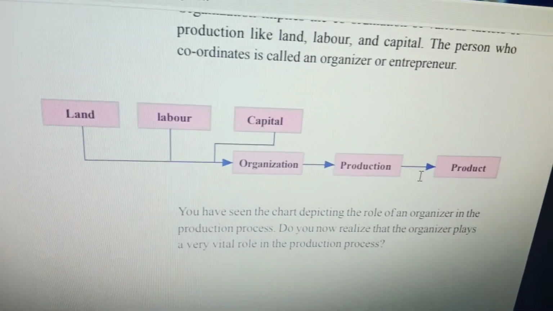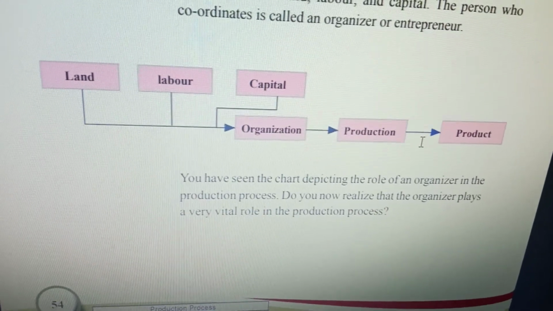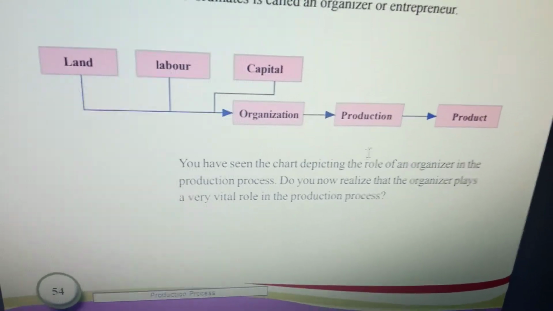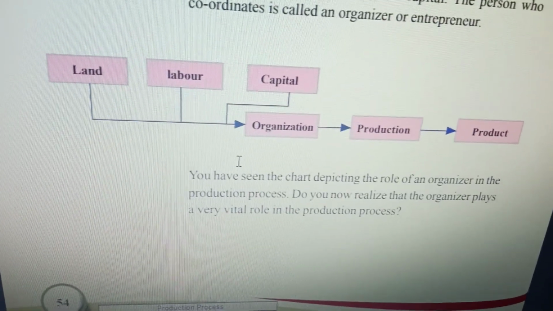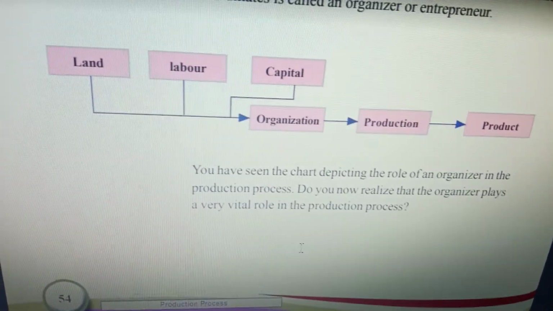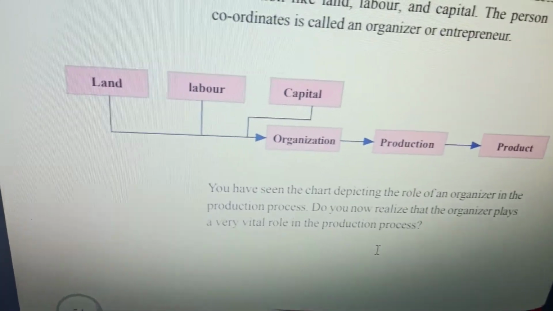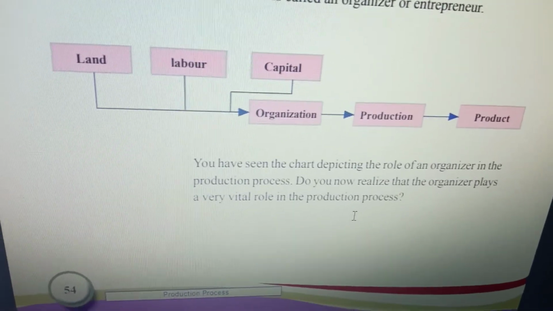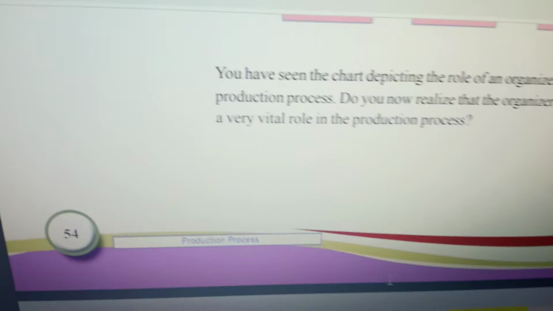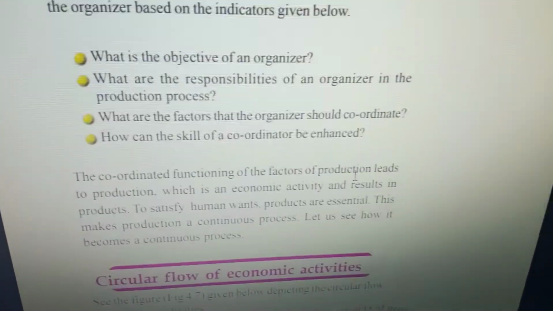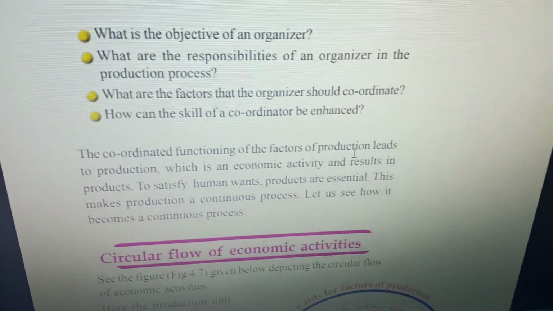Then I told you in the last class that human wants are unlimited. So in order to satisfy human wants, products are essential. So that's why production process is said to be continuous. Can you please tell me what is the reward for organizer? It is profit. Next we are going to study about the features of organizer.